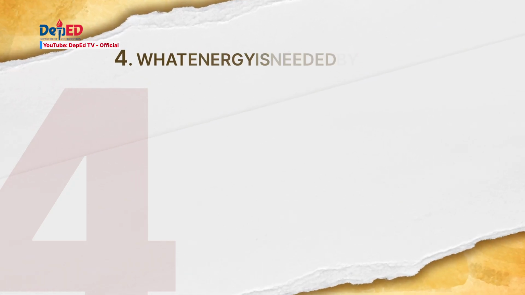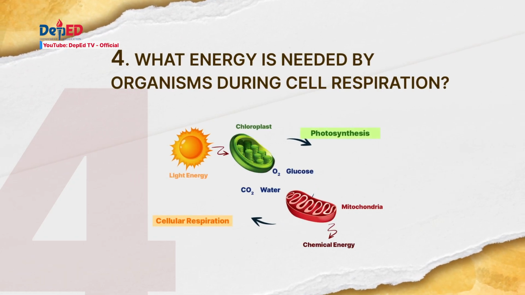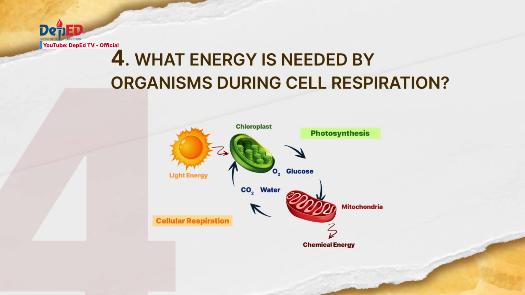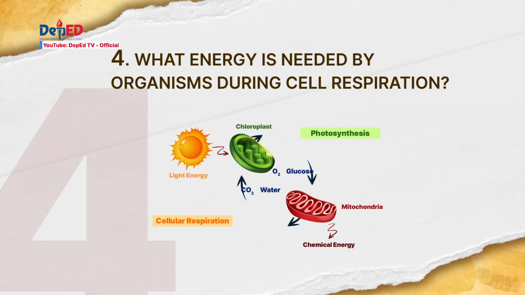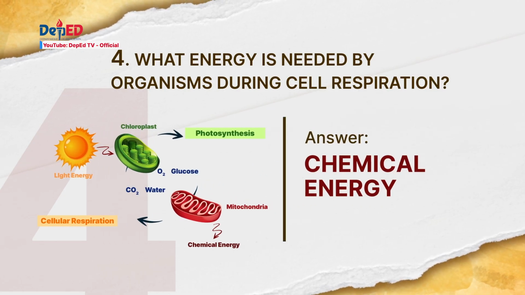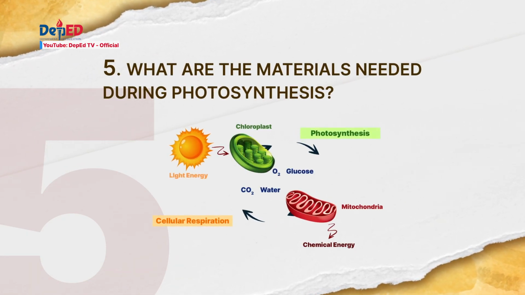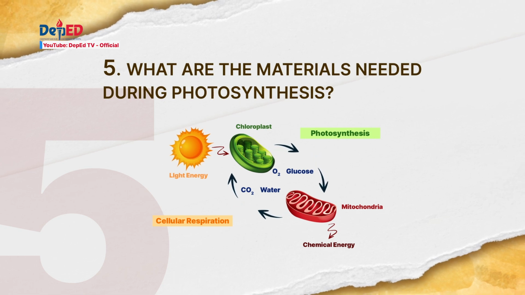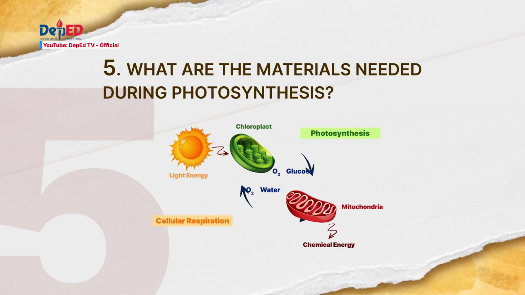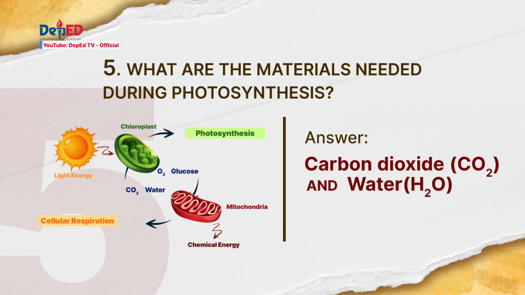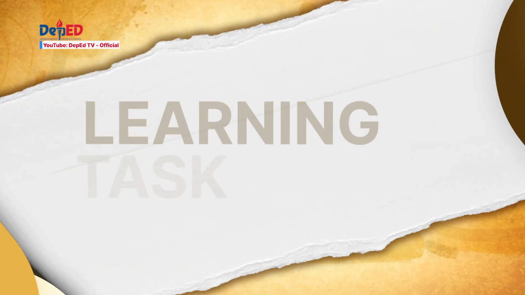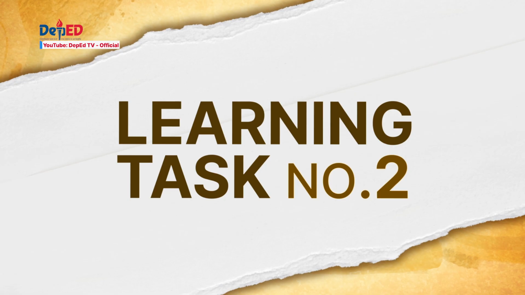Let us answer question number 4. What energy is needed by organisms during cell respiration? The answer is chemical energy. Let us answer question number 5. What are the materials needed during photosynthesis? The answer is carbon dioxide and water. Get ready for the learning task number 2.